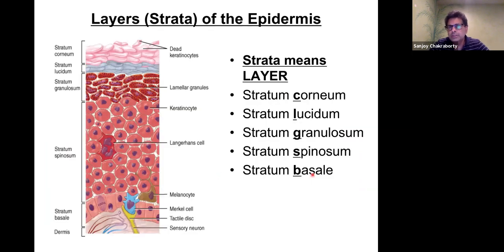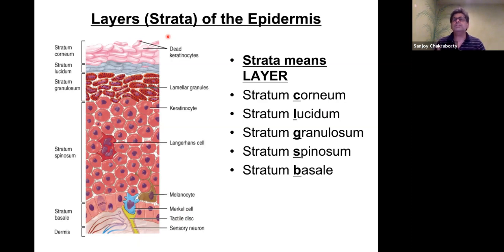So the layers are the stratum basale, the stratum spinosum, stratum granulosum, stratum lucidum, and stratum corneum. This base layer is also known as stratum germinativum, germ cell, meaning they're continuously dividing. These cells undergo mitosis because they can receive oxygen and nutrients, so they are alive and undergo cell division. Those cells keep going up, and finally the dead keratinocytes come from the top. So that's basically the structure of the epidermis.